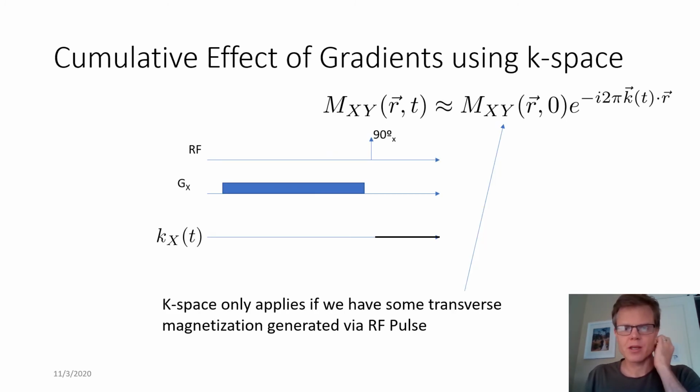Now, another point to make here that was also shown in some of the spin echo examples is that the cumulative effects of gradients we can also look at in terms of k-space. And using this equation here, we see that k-space creates this net rotation only when we have some transverse magnetization to begin with. Makes sense. Again, our gradients only affect rotation in the transverse plane. So if we put our gradient before our RF pulses, these should have no effect.